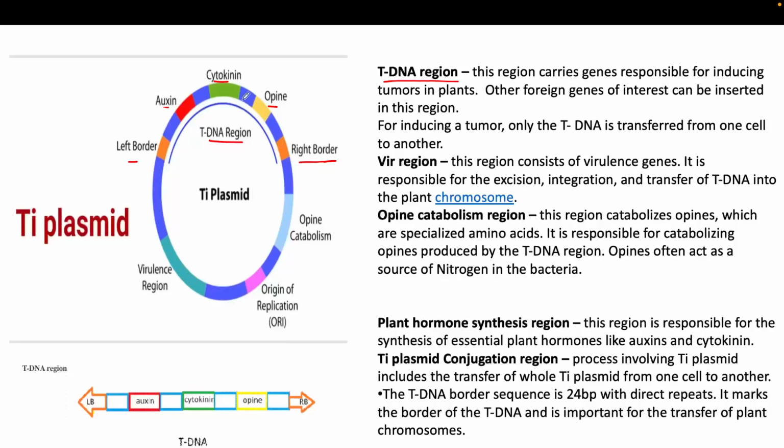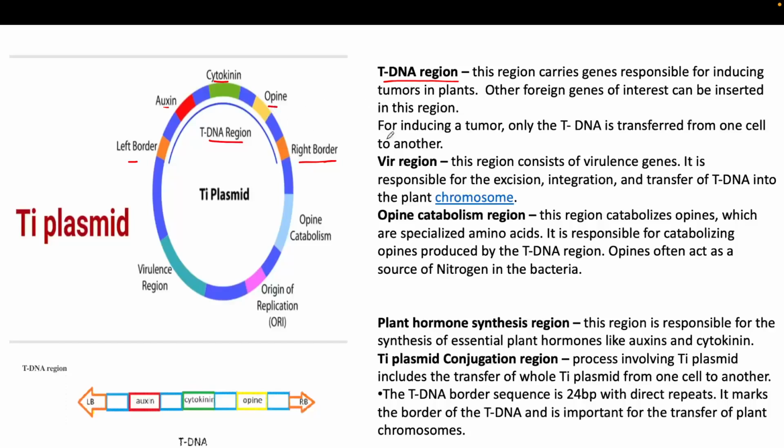Okay, so this opine will be helpful for the metabolism of this Ti plasmid, or the Agrobacterium tumefaciens multiplication. This opine will give the energy. Okay, so this is the T-DNA region, which is very much essential for the Ti plasmid. This T-DNA region we can modify to transfer our target gene into the plant cell.